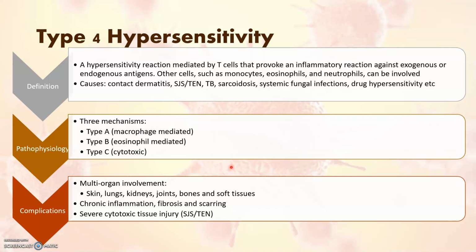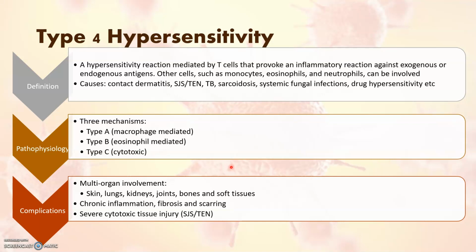It's important to understand that often with type 4 hypersensitivity, it's a delayed hypersensitivity reaction. It can take weeks or even months to develop, and there's often multi-organ involvement, including areas such as the skin, lungs, kidneys, joints, bones, and soft tissues, either through granuloma formation or through the secondary inflammatory process caused by the activated T cells. It's really marked by chronic inflammation, fibrosis, and scarring.